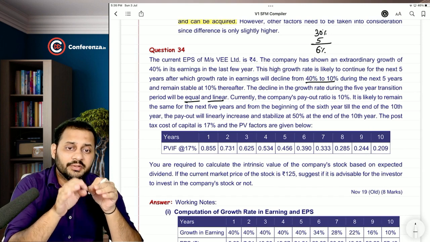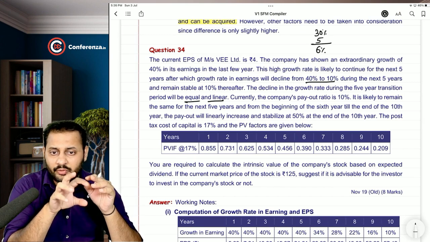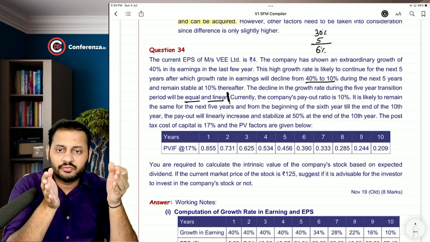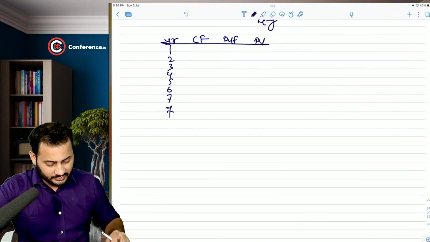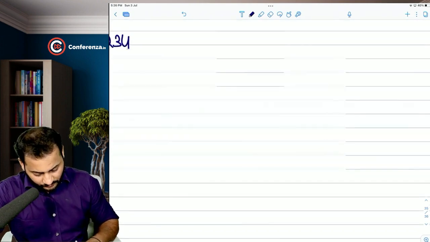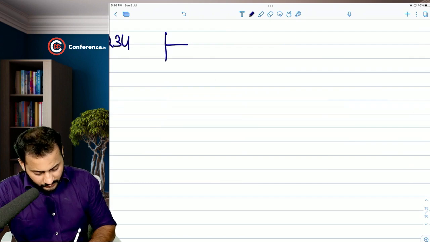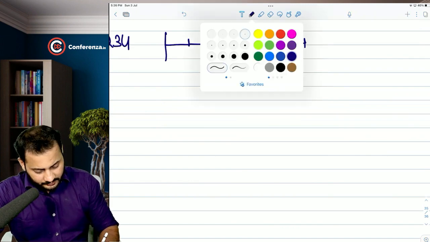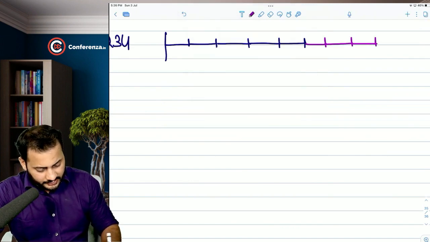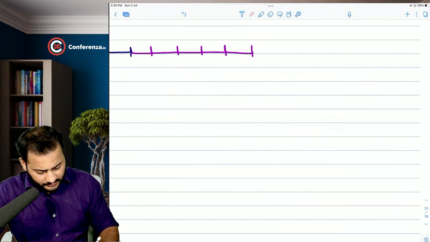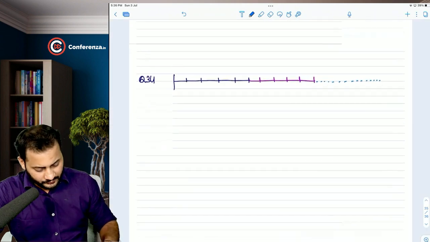Currently the company's payout ratio, till this point it was all about the growth. Till this point growth rate was 40%, then it will decline. Let's just start writing it. I think question 34. So first year, second year, third year, fourth year, fifth year, then sixth year, seventh year, eighth year, ninth year, 10th year, and then something called perpetuity starts. Okay, so this is how it looks like.